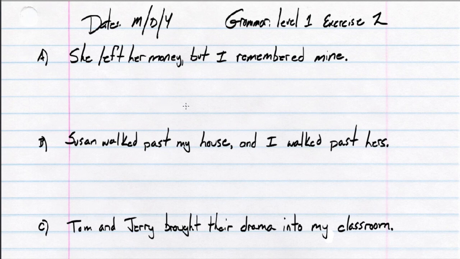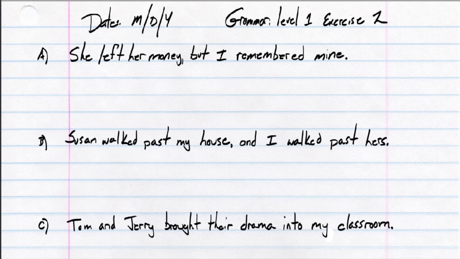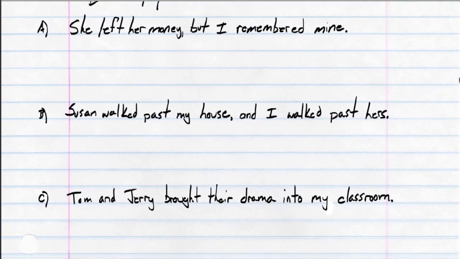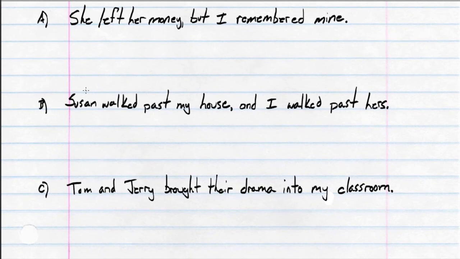All right, so welcome back. I would assume that you are ready to go through the answers for sentence A. I'm going to move it to the top of the page here, and I'll talk you through as I go. So she is a pronoun. This is a first person subject pronoun. Left is a verb. This is an action verb. What she left, the thing she left was money. So I'm going to put a noun down underneath money. Then I know that the I is also a pronoun. I'm just working through here what's easiest for me. And remembered is a verb.